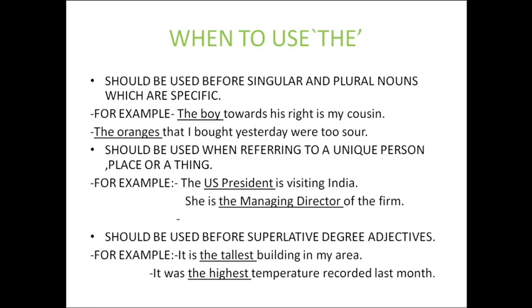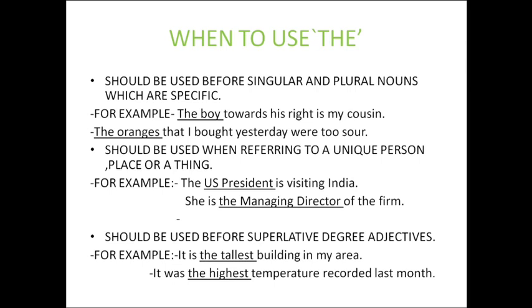Now let's look at the usage of the. The should be used before singular and plural nouns that are specific in nature. Now let's look at an example to understand it better. The boy towards his right is my cousin. So here I'm talking about the particular boy who is towards the right of this particular person. So I'll say the boy towards his right. So I'll add the before boy.